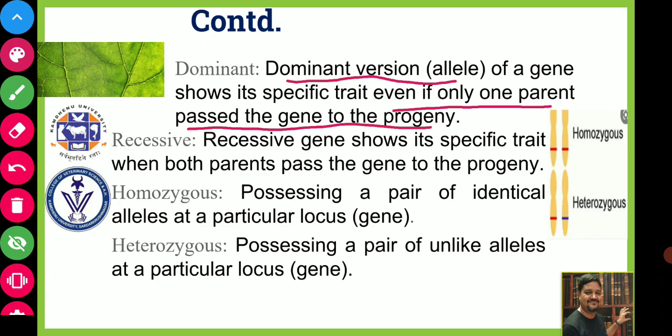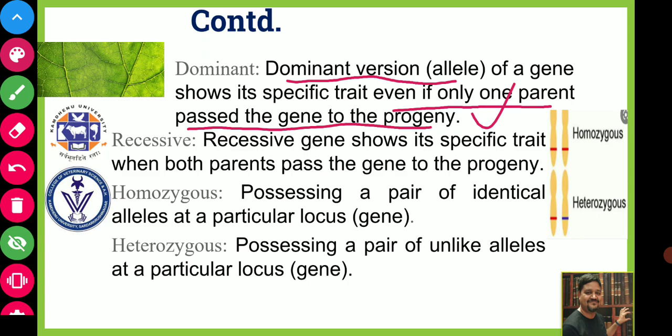Once you know the definition of recessive, I think it will be clearer. So once again I will read. The dominant gene means it is a dominant version of a gene which shows its specific trait even if only one parent passed the gene to the progeny. We know that there are two parents, mother and father. So even if one parent is giving this version of allele to its progeny, in the progeny this version is getting expressed or expressing its trait. So this is known as dominant gene.